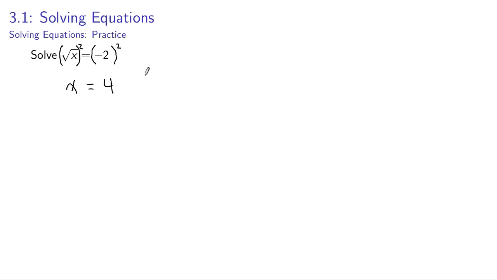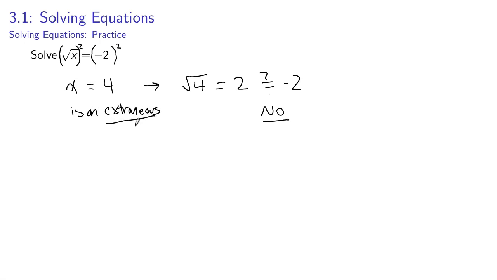Let's check our potential solution. So this could be an extraneous solution. The square root of 4 equals 2. So does 2 equal minus 2? No. So x equals 4 is an extraneous solution, which means there are no, I'm going to put in parentheses, real-numbered, which we can assume for now, solutions.